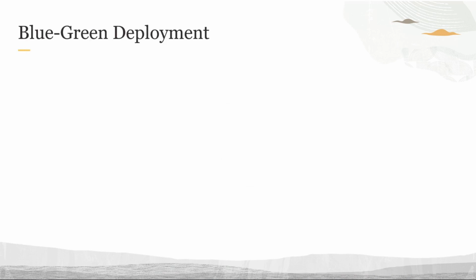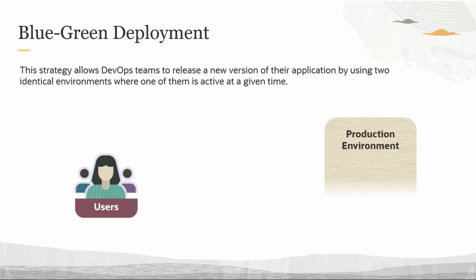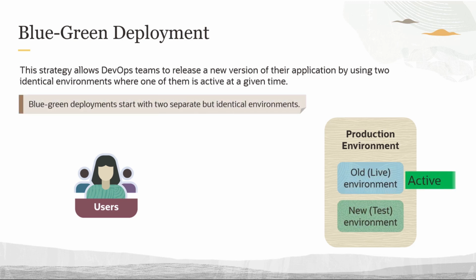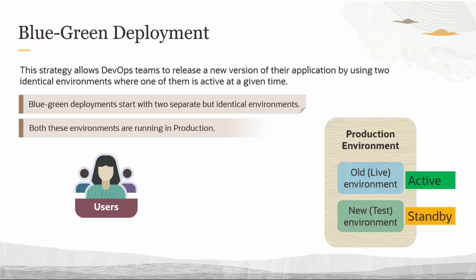A blue-green deployment strategy allows DevOps teams to release a new version of their application by using two identical environments where one of them is active at a given time. The current version of the application is provisioned on the active environment, whereas the new version gets deployed to the standby environment. And both these environments are running in the production.